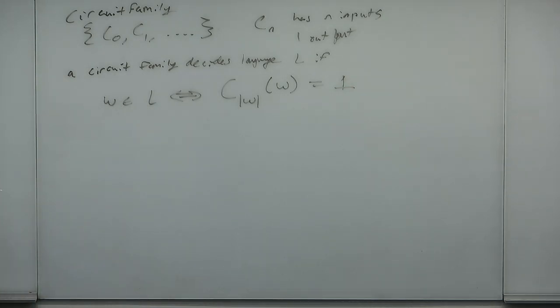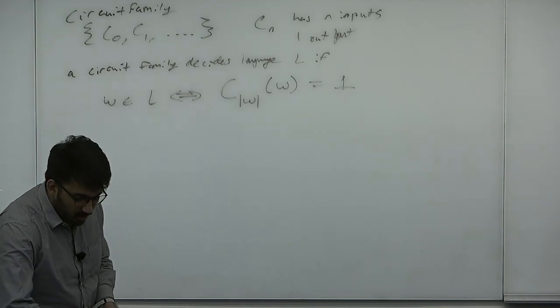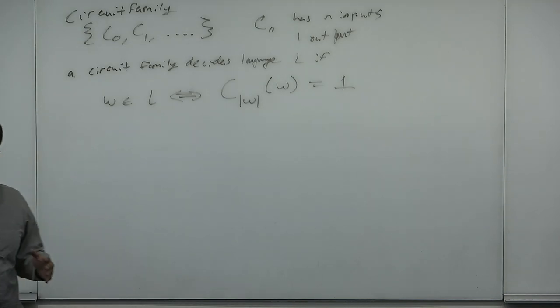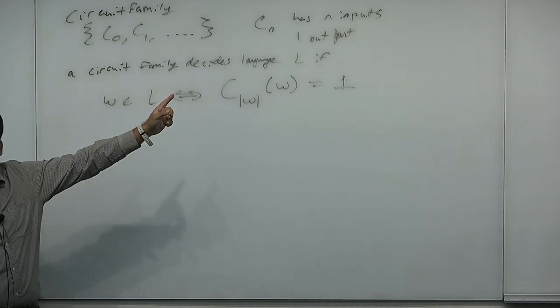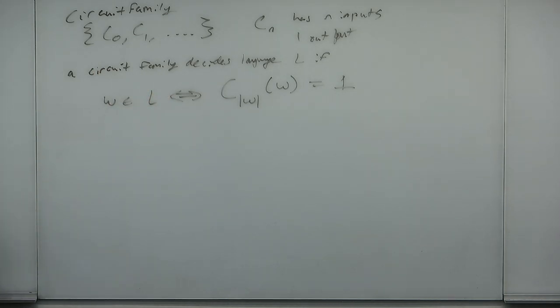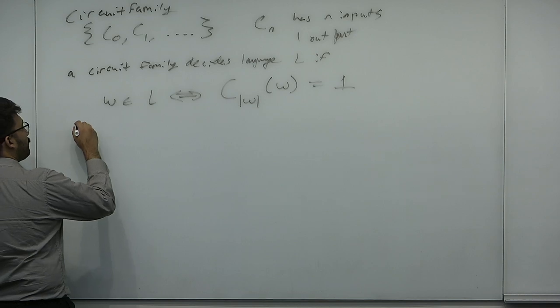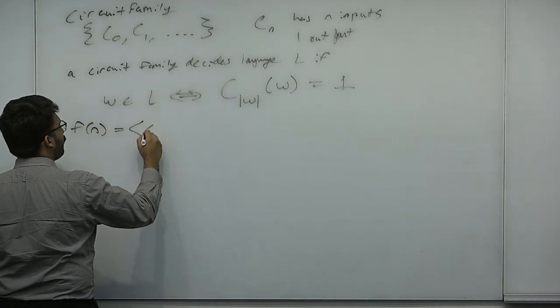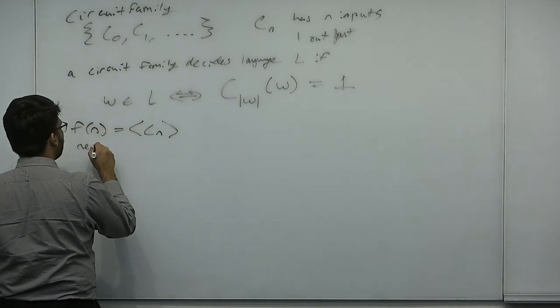All right, here's a big difference immediately between uniform and non-uniform computation. A Turing machine, again, takes on input a word of any size and says yes or no. There's a fixed machine to do the entire language. Here, we have an infinite family of circuits. Each circuit is responsible for deciding only the strings of length n. Now, there's two important things here. First off, the function which maps n to the encoding of the circuit n need not be computable.